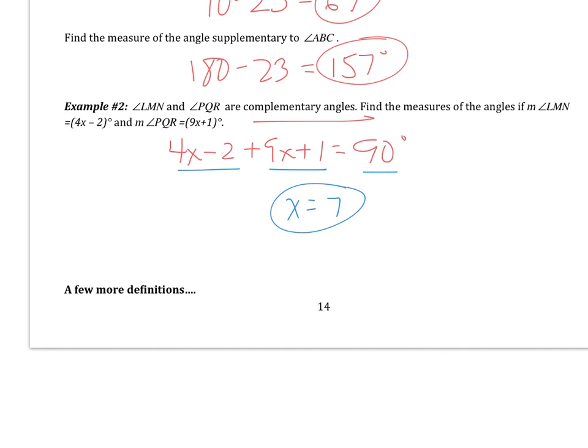Okay? All right. You didn't get 7? I got 91 over 13. And 91 divided by 13 is 7. So it does work. Okay? So you just got to simplify it. And then if you plug it back in, it should work. You should get 28 minus 2 or 26. And then 63 plus 1, which is 64, and 26 and 64 will add up to be 90. So there's your check, okay?